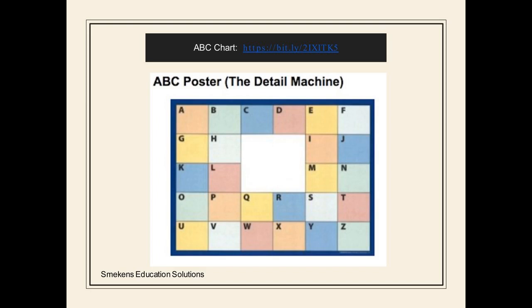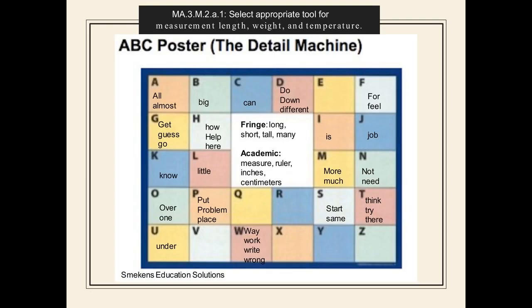Okay. So this is how I use the ABC poster or the detail machine. Listed at the top of the slide, I have my state standard. So in the black portion up there, I select the standard that I'm working on. I use the ABC chart to examine my core vocabulary that's easily accessible and that's frequently utilized by all of my students across multiple devices and systems.